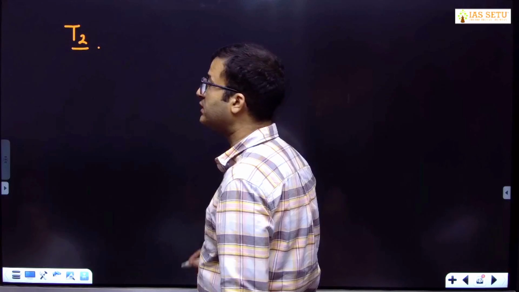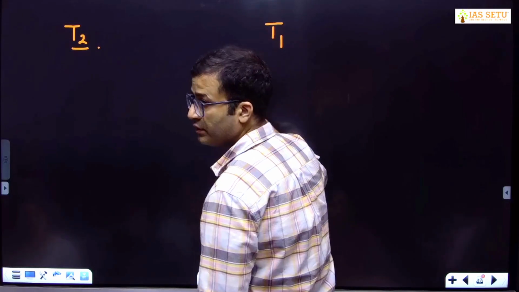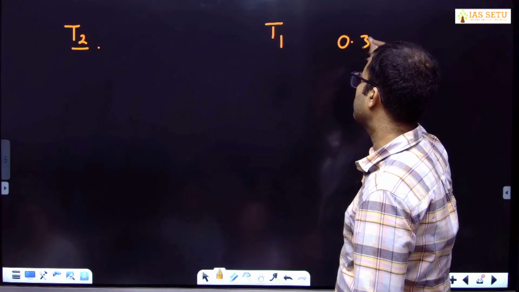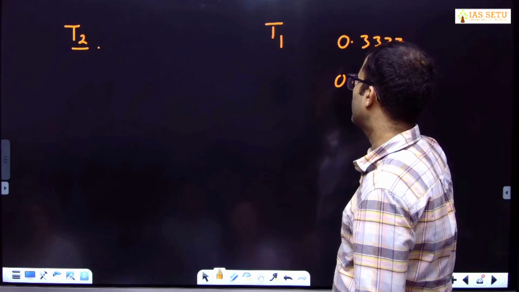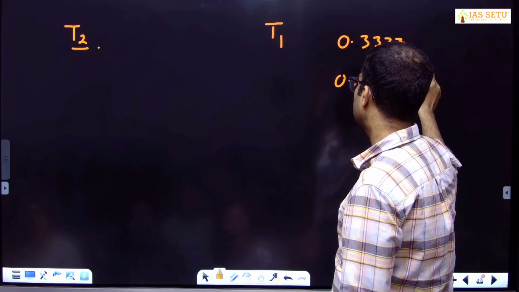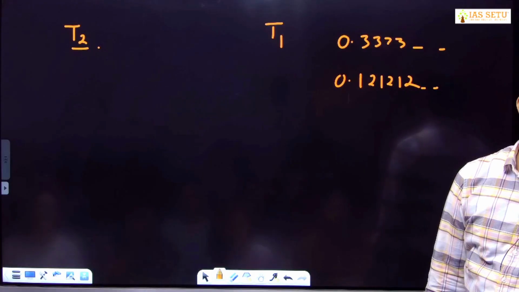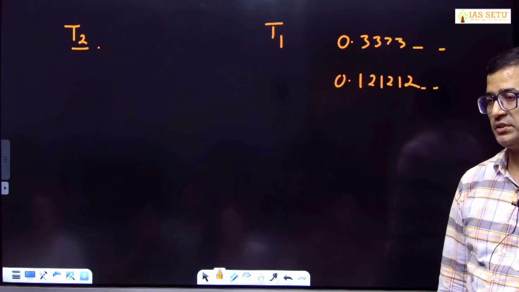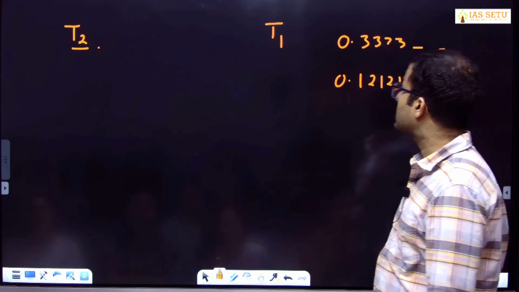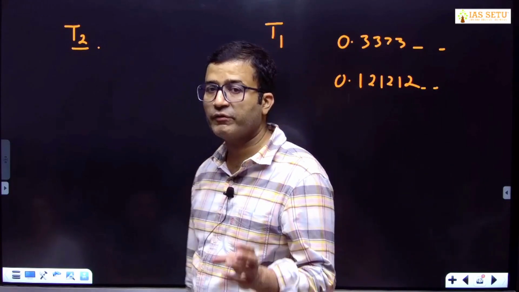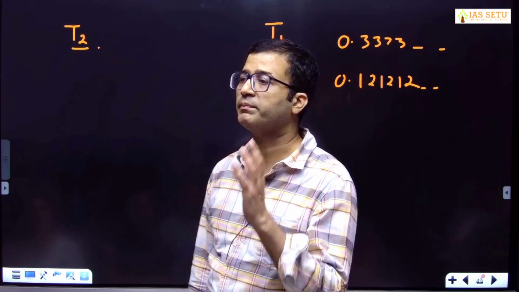What is the difference in type 1 and type 2? Type 1 questions are 0.333, 0.121212. Means immediately after decimal there is a repetition. But whereas in type 2, after decimal we will have some digit, then we have repetition.